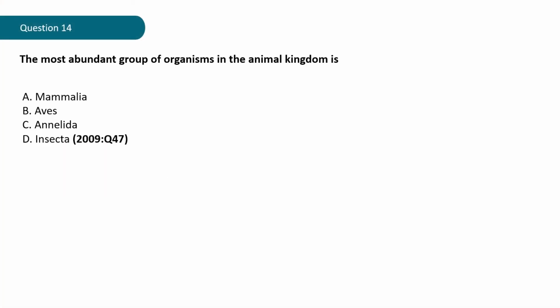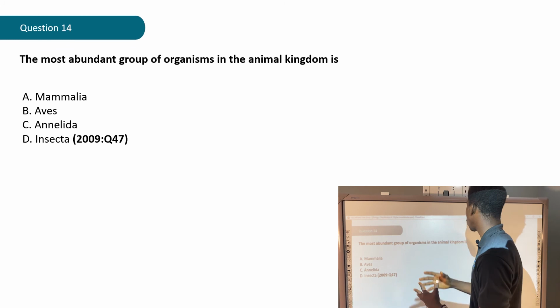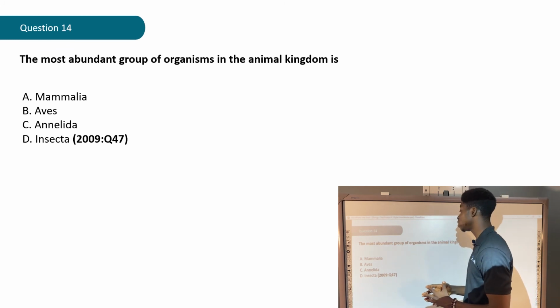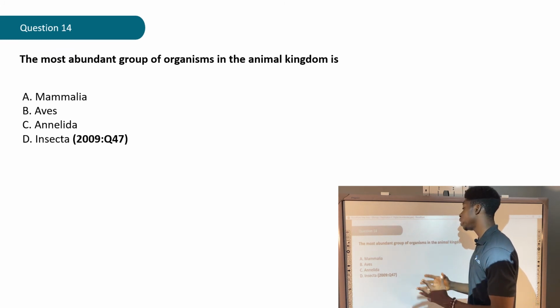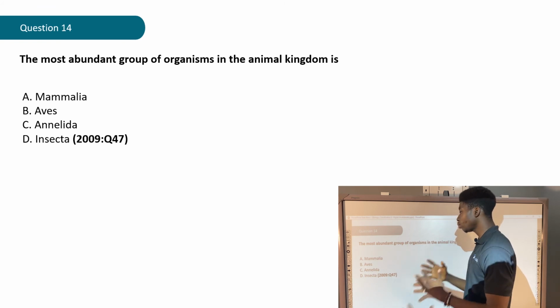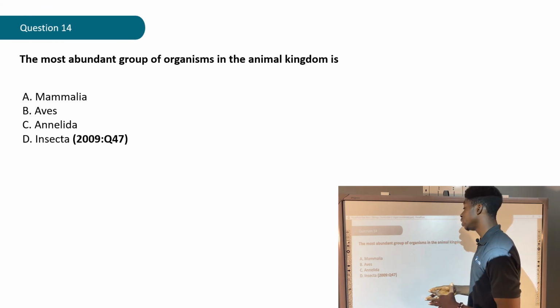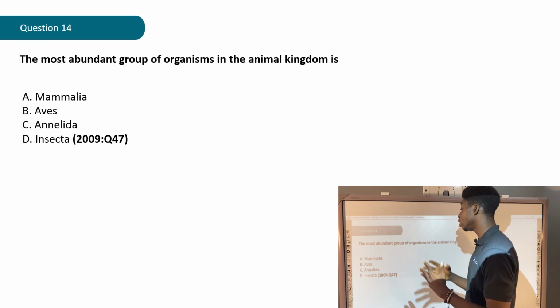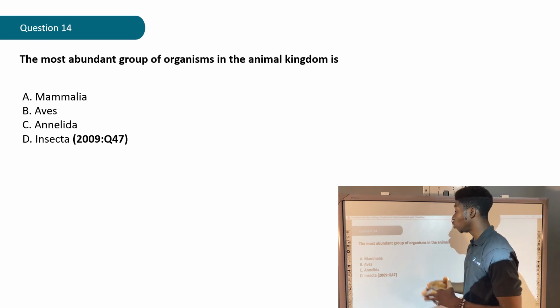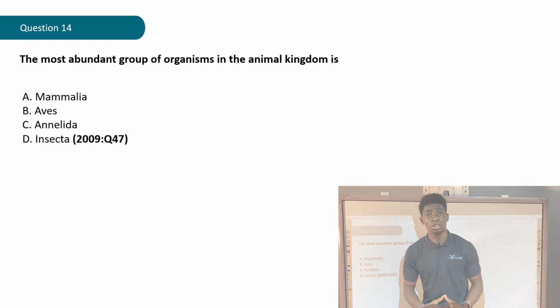Question 14. The most abundant group of organisms in the animal kingdom is A. Mammalia, B. Aves, C. Annelida, D. Insecta. That question is gotten from the year 2009, question 47. Why not give that a try?